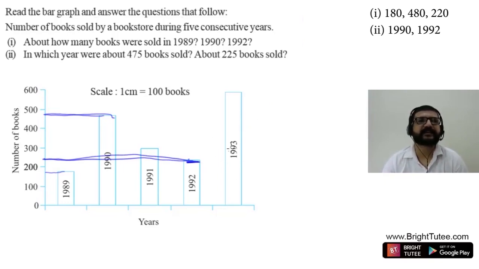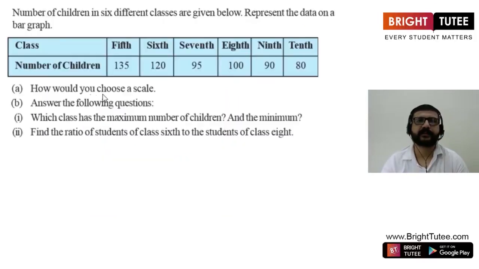So this is how we can read the bar graph. Now let's see one more question based on bar graphs. The question is, the number of children in 6 different classes are given below. Represent the data on a bar graph. So the tabular form of the data is given to us. We have to convert it to a bar graph.